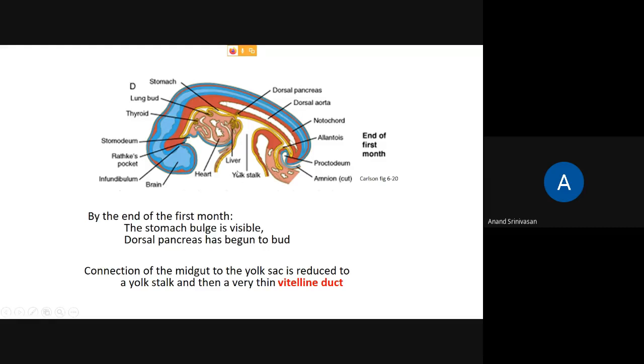and the midgut. The midgut is connected to the yolk sac, and this connection is becoming progressively narrowed, and they form a duct which is called the vitelline duct.